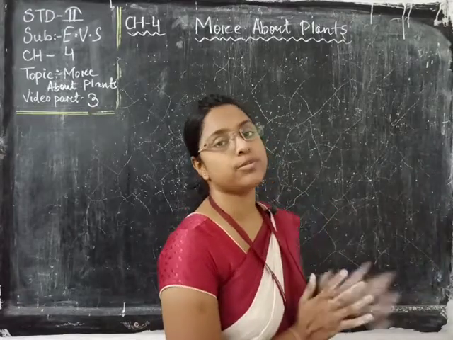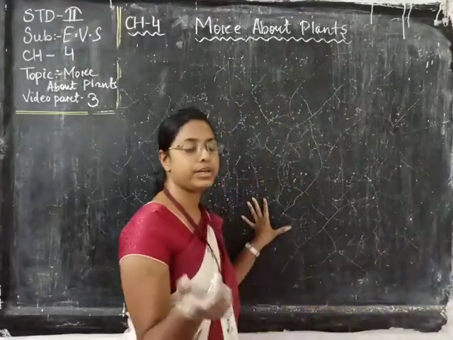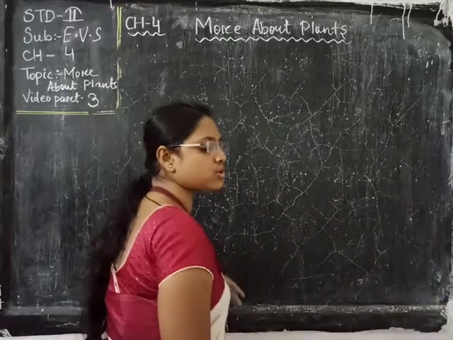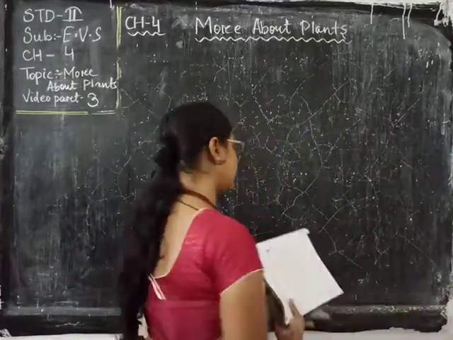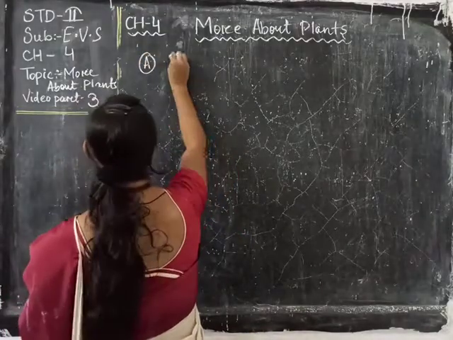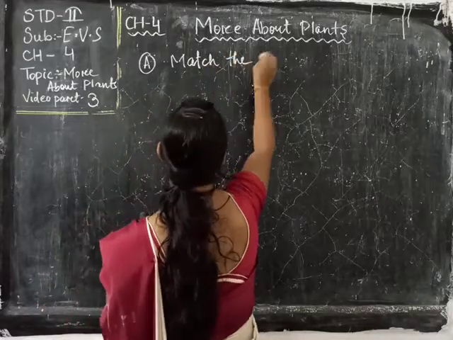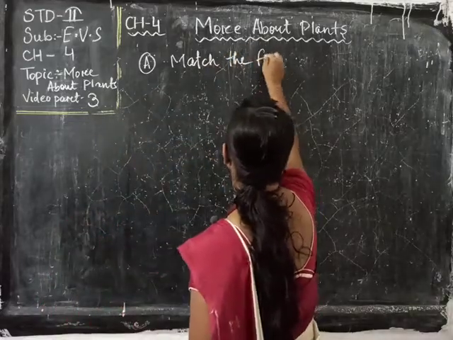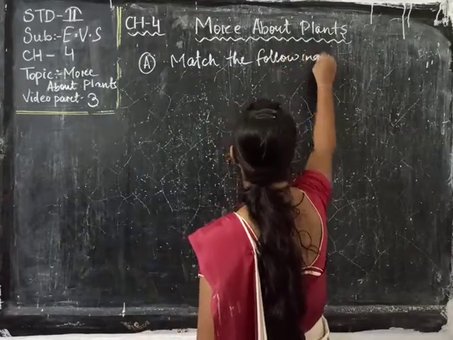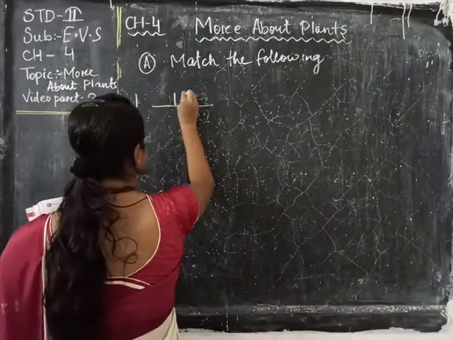I will do it on the blackboard and you will follow my procedure and do it in your book. As the question is already given in your book, let me first write these questions, then we will discuss them clearly. Number A is given, match the following. Two columns are given to you and you have to match these columns.